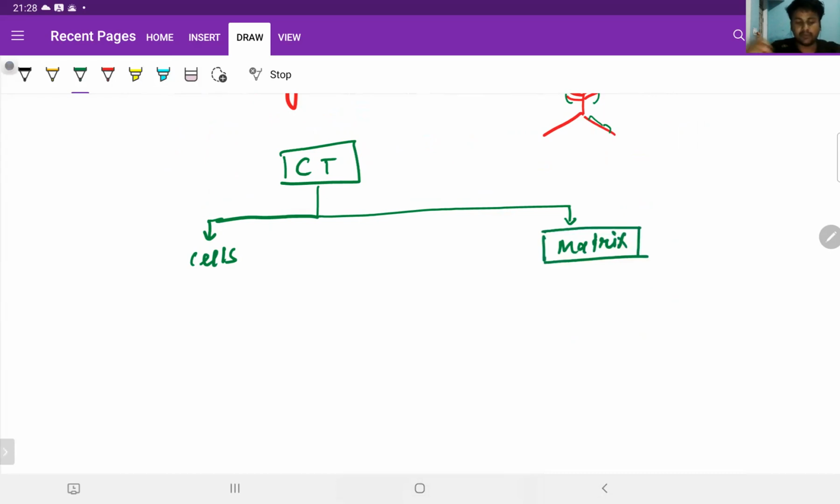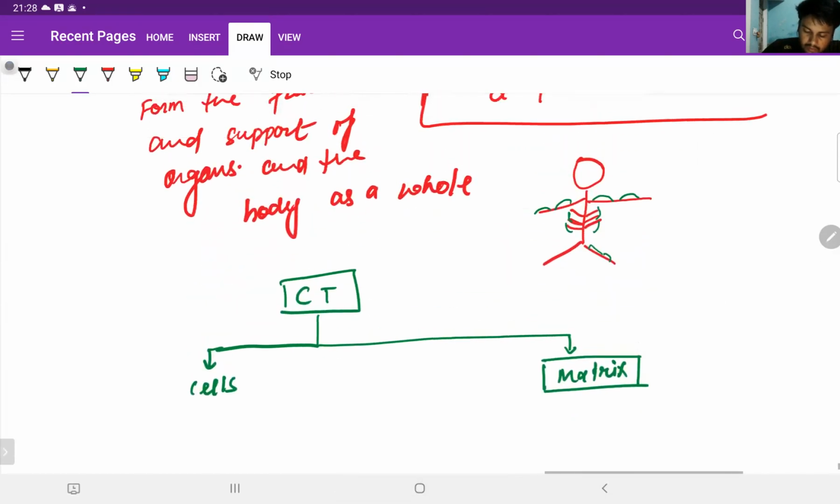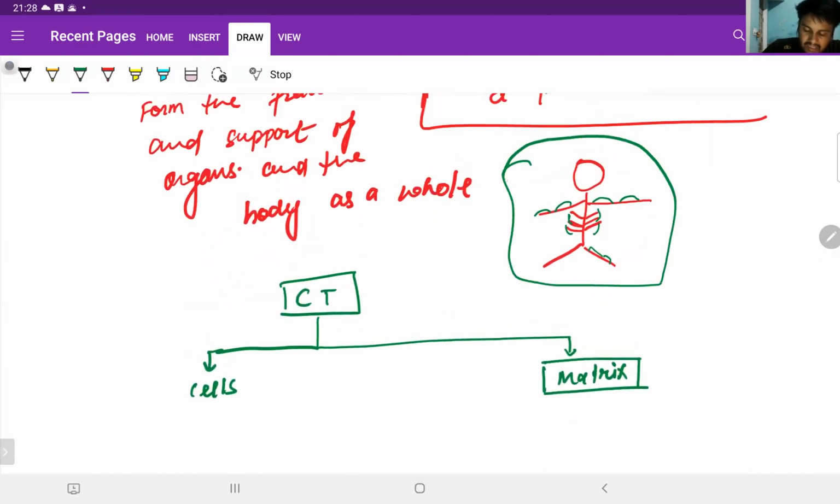If anybody has seen the movie Matrix. Suppose this is a human being, and this human being or a person is surrounded by the environment, right? We live in a particular environment. Like for example, I live in my house, right? So this is the environment surrounding me. So in that case, this human being will be the cell, and the environment in which this human being is living is the matrix.